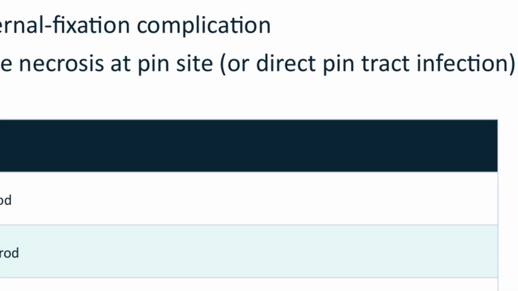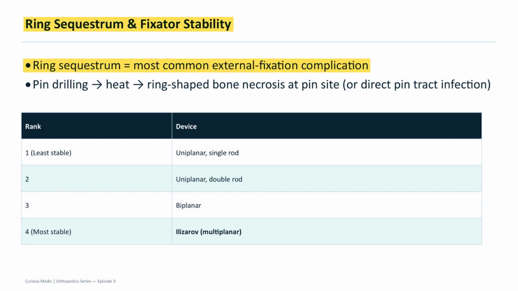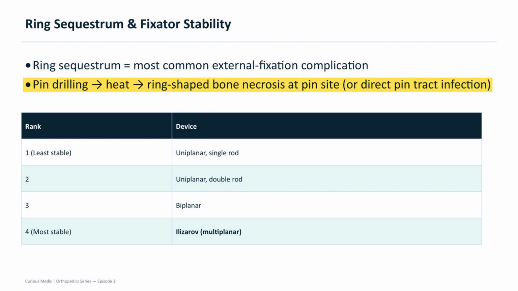Now for the most common complication of external fixation, ring sequestrum. When you drill a Schanz pin into bone, the drilling generates heat. This heat causes necrosis of the bone around the pin insertion site. Dead bone at a pin tract site takes the shape of a ring, hence ring sequestrum. It can also occur due to direct pin tract infection. Either way, ring sequestrum means dead bone at a pin insertion site.